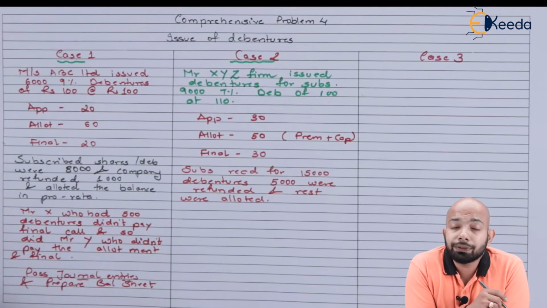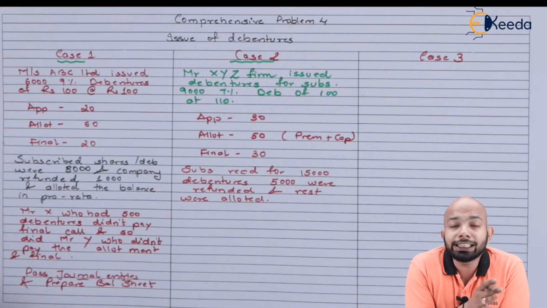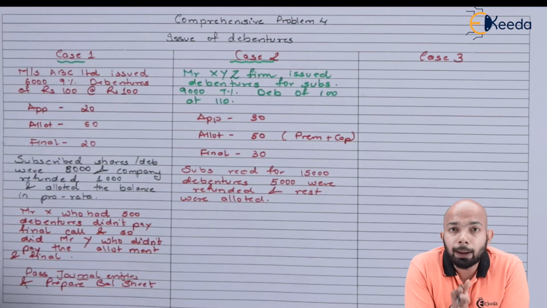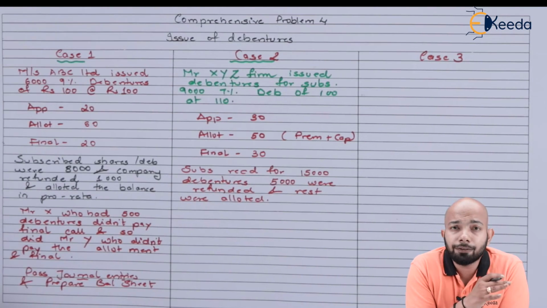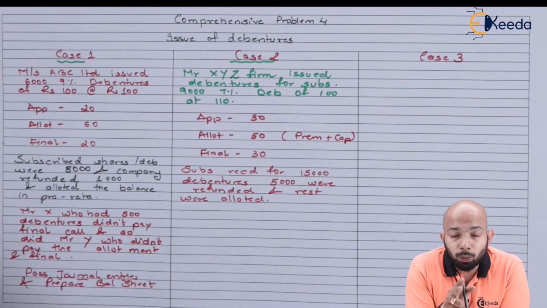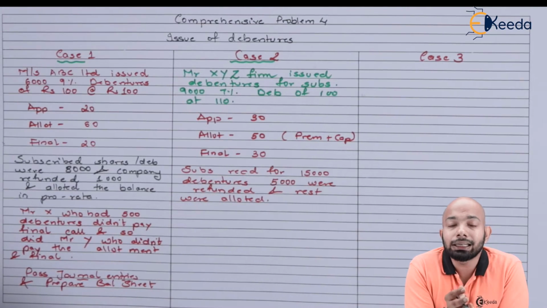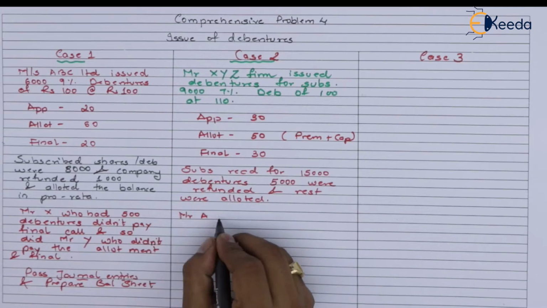Now, the subscription that we have received here was for 15,000 debentures, out of which the company decided that 5,000 will be refunded back and the rest will be allotted on a pro rata basis. Now, once subscription is done, let's go on to the calls in arrears, or rather the amount which hasn't been paid by certain debenture holders.